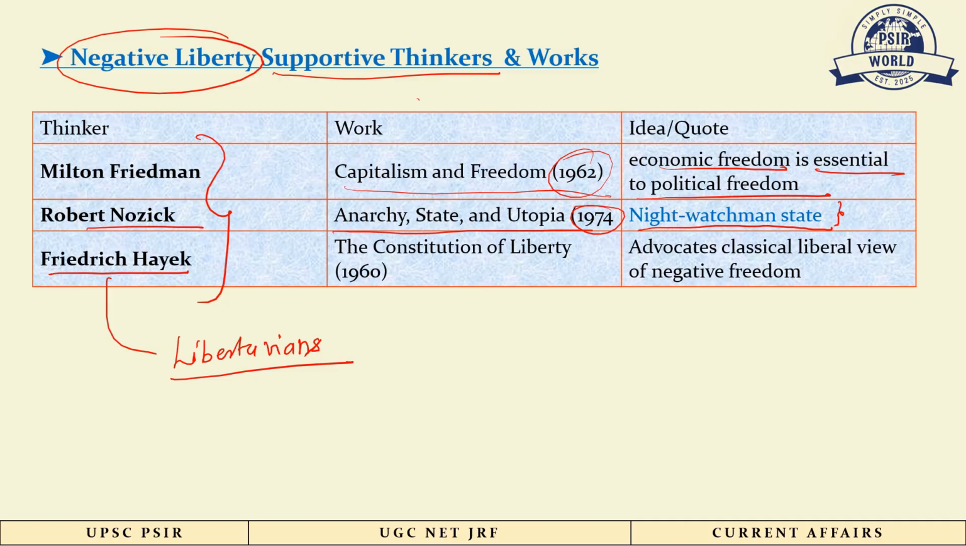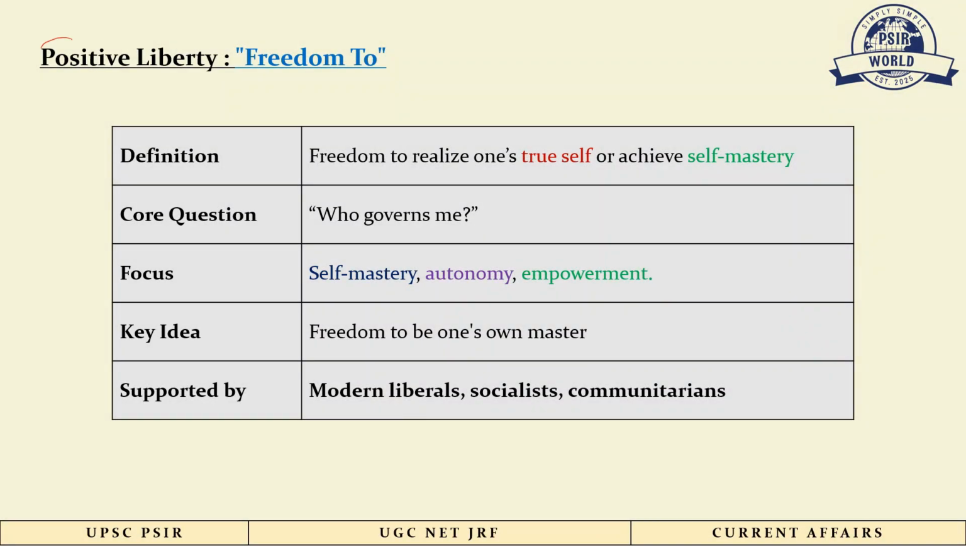Friedrich Hayek, his work is The Constitution of Liberty, 1960. He advocates the classical liberal view of negative freedom. So now let's discuss positive liberty, which is freedom to do something or freedom to be something. The definition of positive liberty is freedom to realize one's true self or achieve self-mastery.